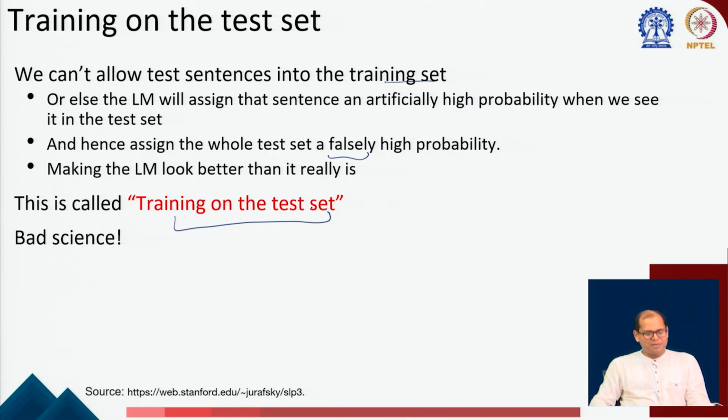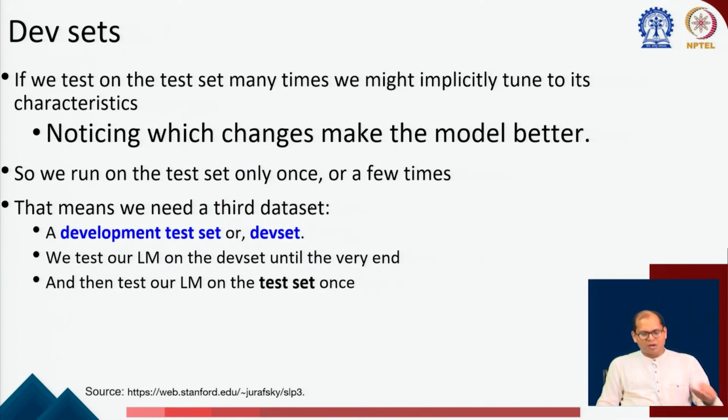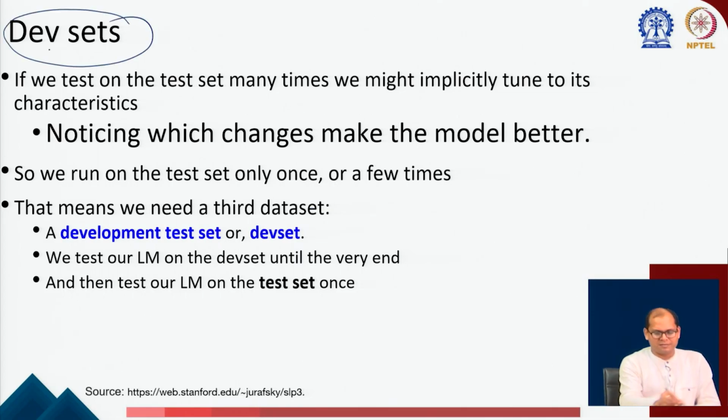Because what will happen, you are tuning your k based on the best performance of the test set, but then it may not generalize well to new unseen data that you may encounter in the real world. So that's why the concept of development set comes in, that is different from training and test.